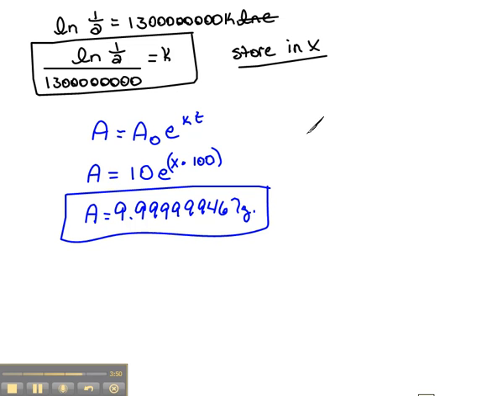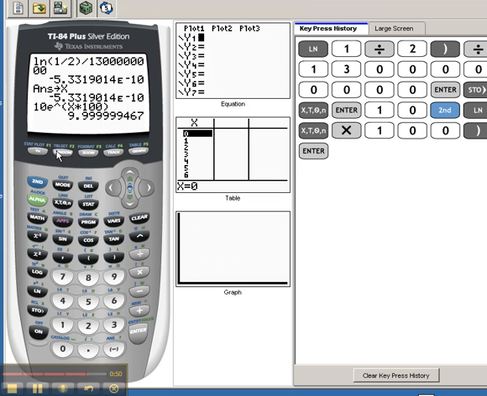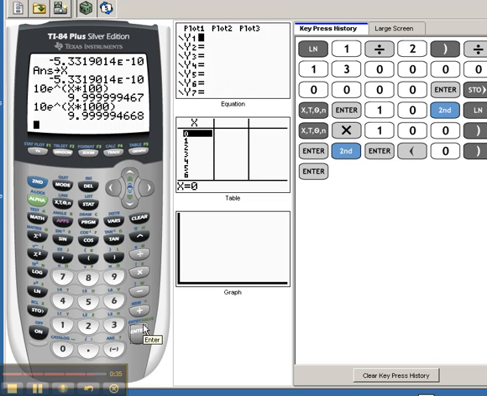Not a lot happening in that 100 years. Well, let's see what happens after 1,000 years. We're going to have the same situation. We have the amount after time equals, we're starting off with 10 grams, e to the x times 1,000 power, because now our years are 1,000. So let's go back to our calculator. And here again, I'm going to show you another little trick. If you hit second and then enter, that brings back up the last thing you typed. And now we can just arrow over and add a 0. So after 1,000 years, we're going to have this much left.